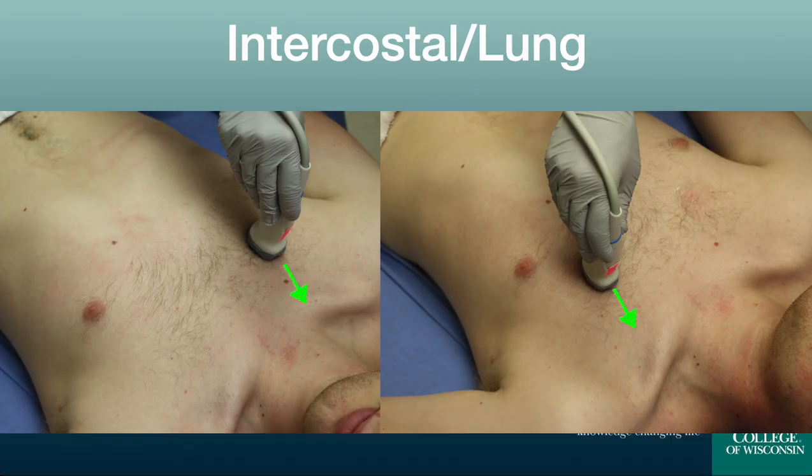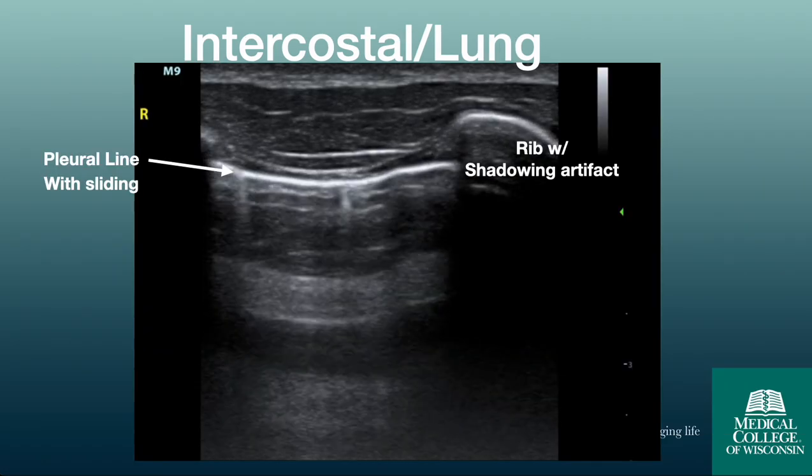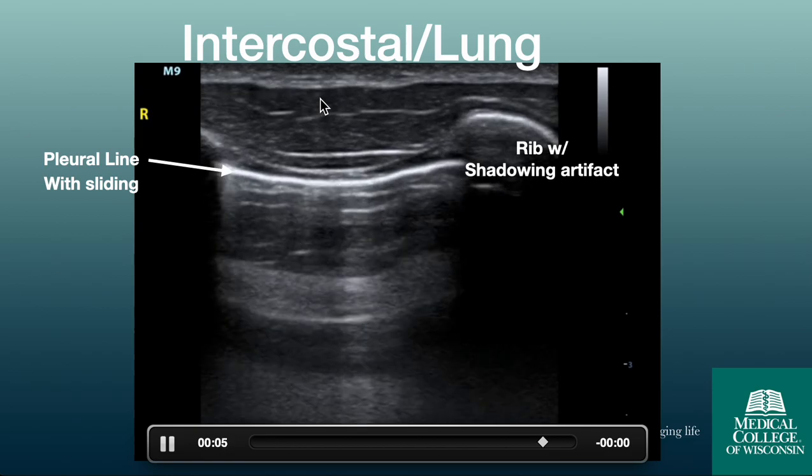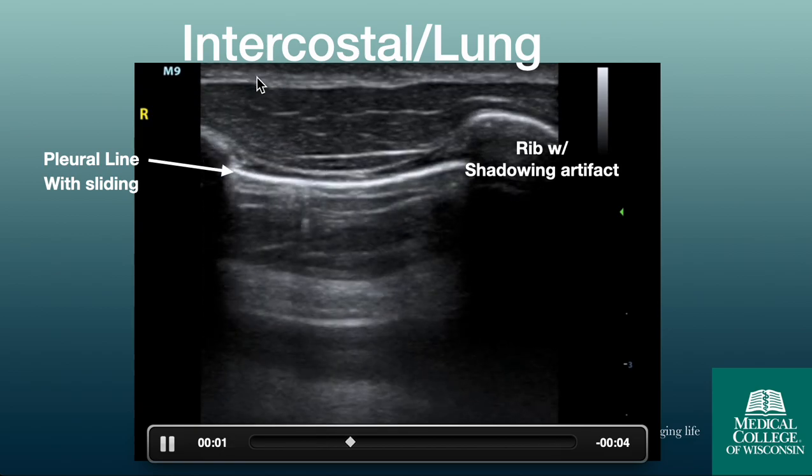Last thing we'll go over is the intercostal or lung view. Here we are scanning with the probe indicator towards the patient's head. We're typically scanning near the mid-clavicular line, somewhere between the 3rd and 5th or 6th rib spaces, and our goal is to see the pleural line, or the space between both ribs, and we use this to look for a pneumothorax.